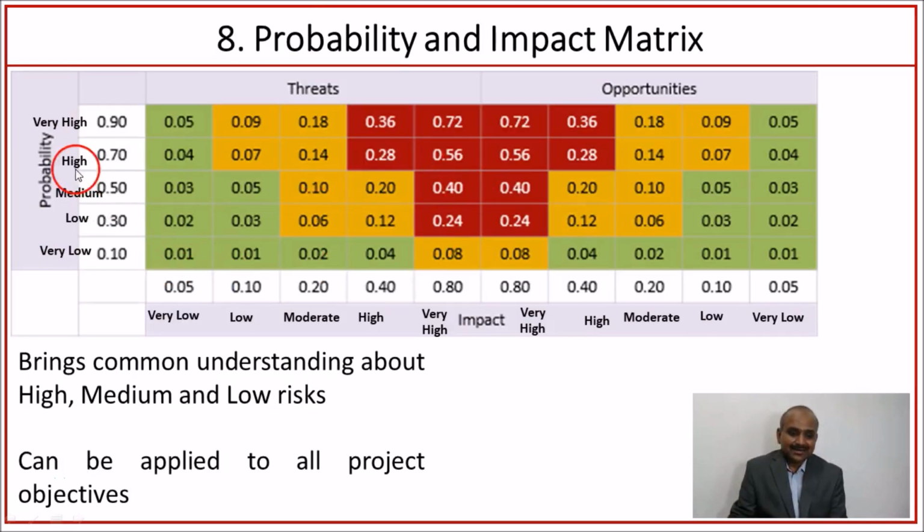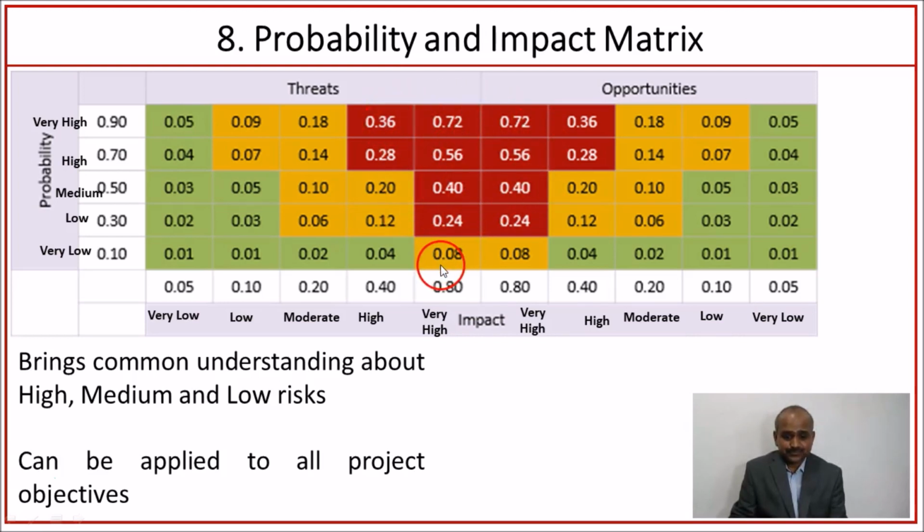Now, using that scale, we arrive at a risk score. The impact score multiplied by the probability score is what is written here. This is the score available for the negative risks or threats, and this is the score available for the positive risks or opportunities. The score is arrived at by multiplying the probability score and impact score. Depending upon the overall score, for example, if the risk score is greater than 0.24, we categorize it as a high risk.